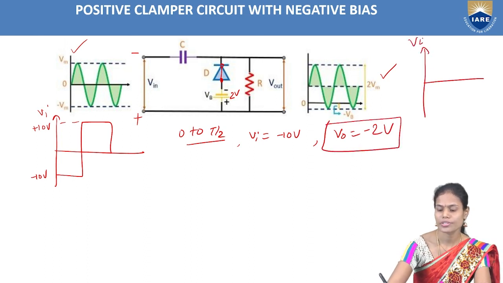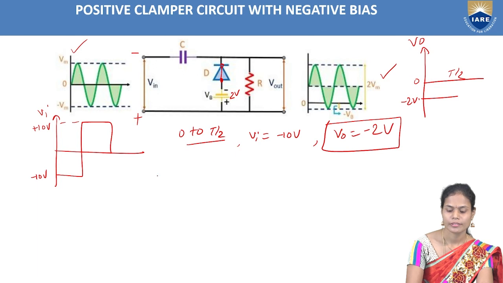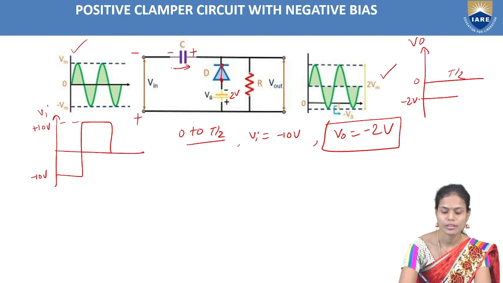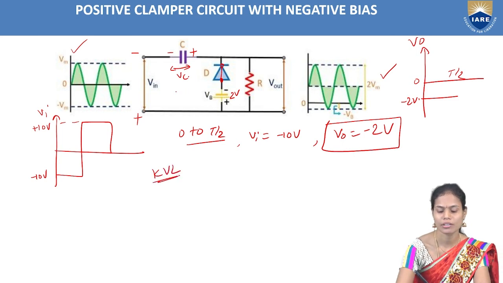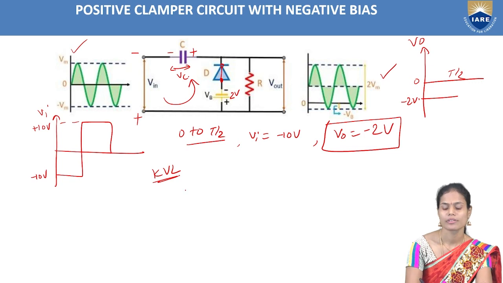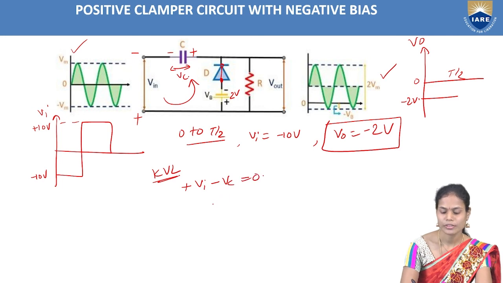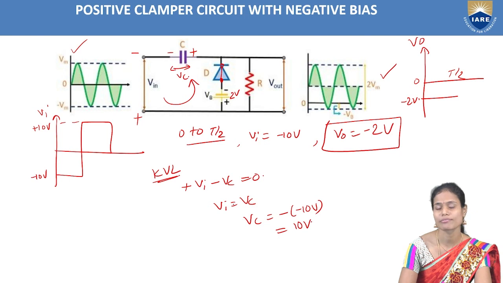So the output voltage we will get here is minus 2 volts. And once the diode is conducting, means capacitor will charge with the applied input signal polarity, that is VC I am taking, to find that by applying the KVL in this loop with this direction. So I'll get VI minus VC is equal to 0. So VI is equal to VC. So the capacitor voltage equals minus of minus 10 volts, that is 10 volts. Why? Because VI is negative here. So that's why we are taking minus of minus 10 volts. So capacitor voltage is 10 volts.